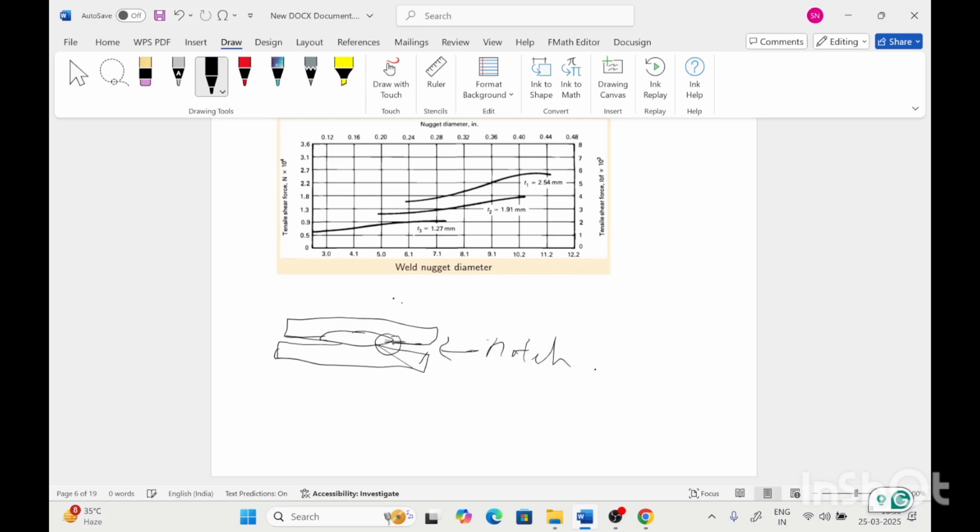So this notch then leads to a failure of the material. Weld joint leads to failure.